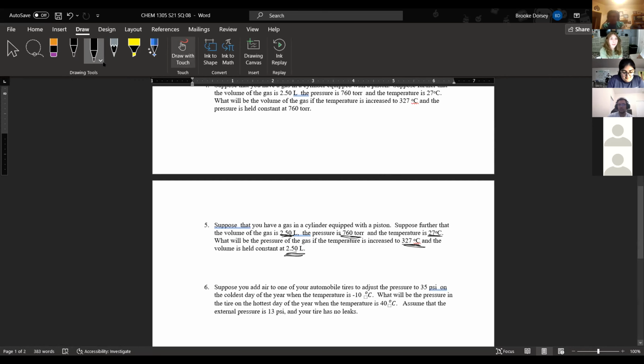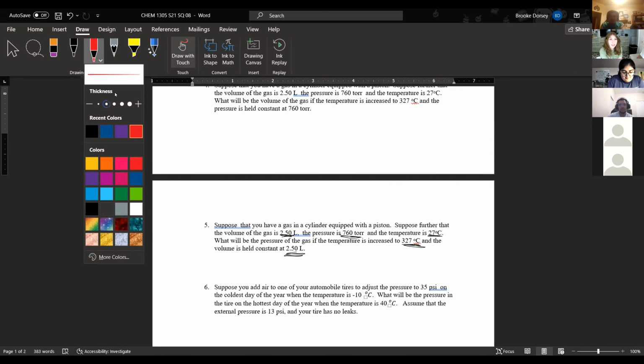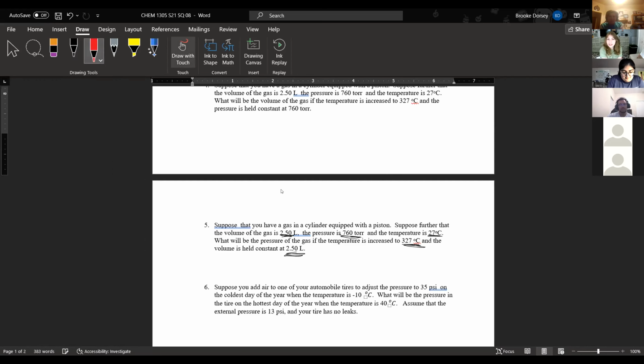Which gas law do you think would be a good idea to use in this equation? Anyone want to tell me? I'm not too sure, but I know that we can use PV over nRT equals PV over nRT. Yeah, that's pretty good.